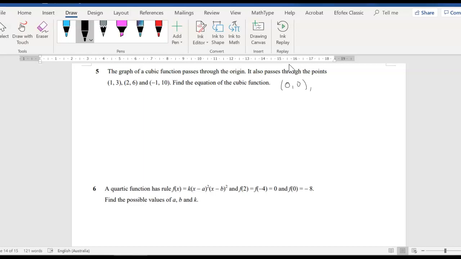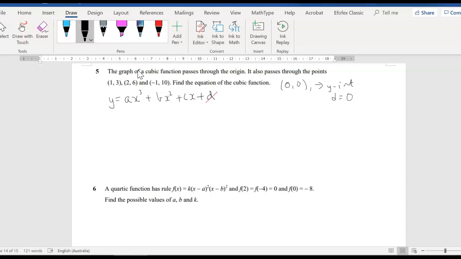All right, so with your cubic equation, we can just write it in expanded form. Okay, just like that. And we're going to find the values of a, b, c, and d, sorry. Now, because it goes through the origin, that means that's also your y-intercept. So that means your value of d is going to be 0. All right, so that value of d is going to disappear, so I'll just cross it out.